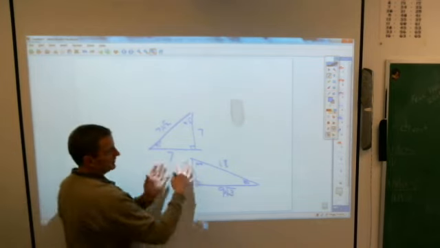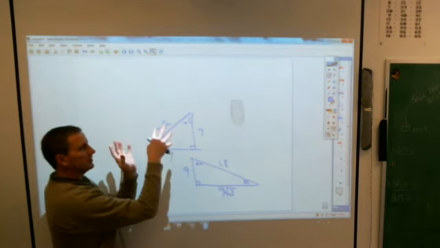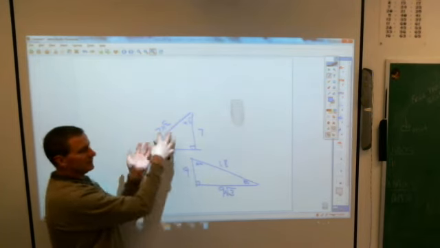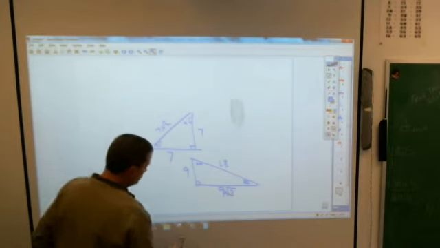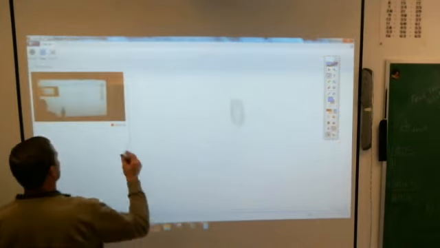If it's a 30, 60, 90, the relationships between the sides are like this. If it's a 45, 45, 90, then it's like that. You children are now wiser than most people even in high school.